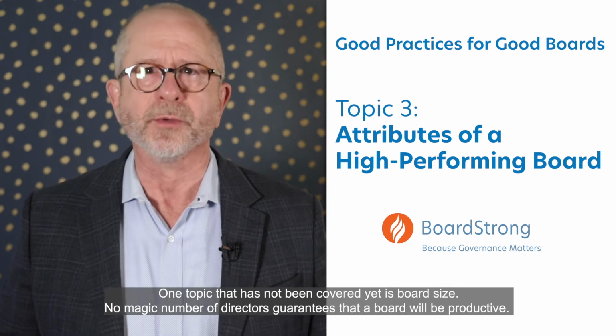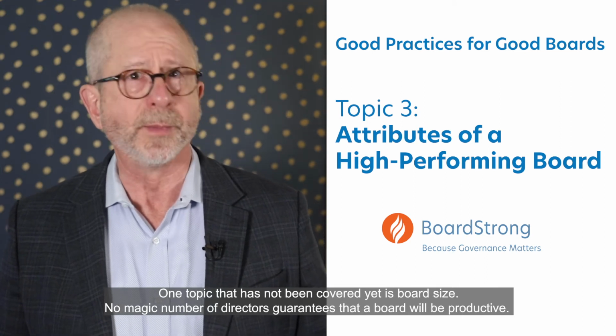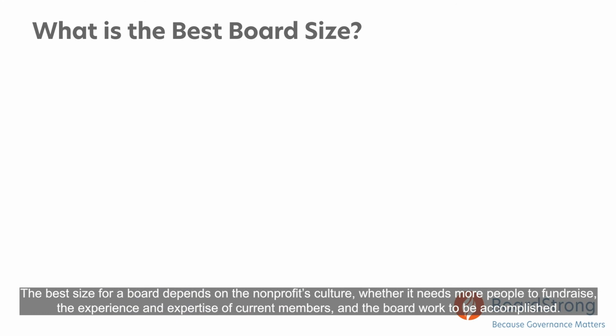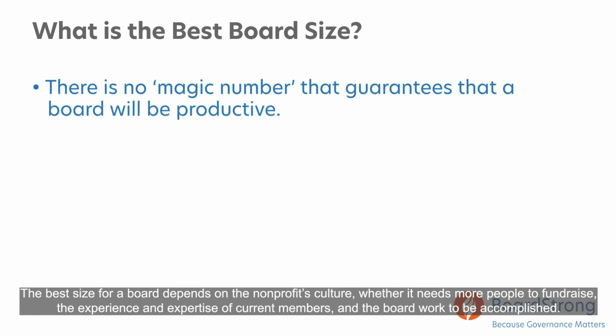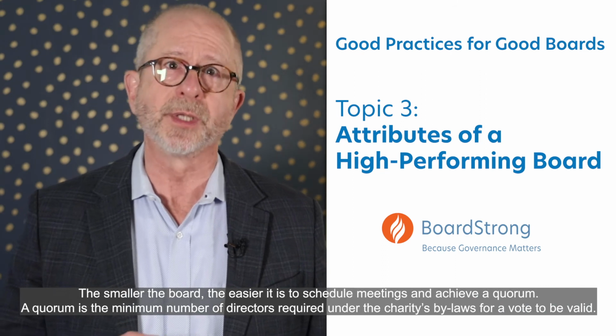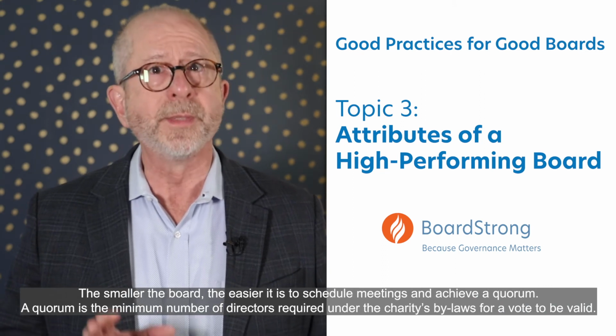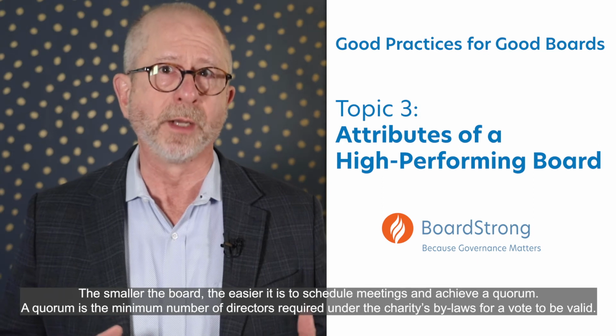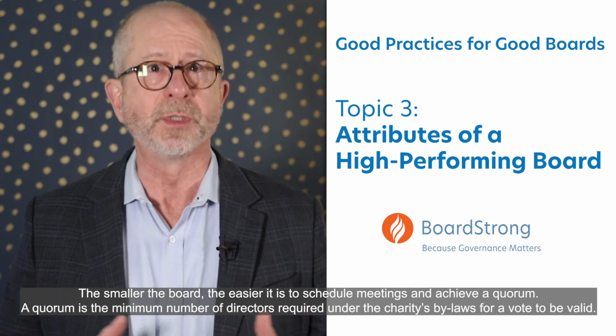No magic number of directors guarantees that a board will be productive. The best size for a board depends on the nonprofit's culture, whether it needs more people to fundraise, the experience and expertise of current board members, and the board work to be accomplished. The smaller the board, the easier it is to schedule meetings and achieve a quorum. A quorum is the minimum number of directors required under the charity's bylaws for a vote to be valid.